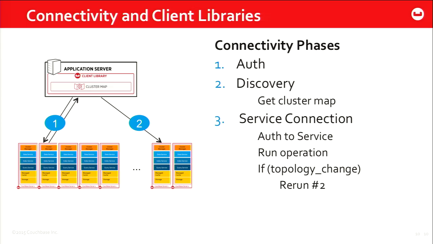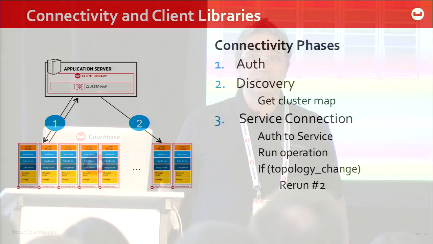But the third step is that you came in for a purpose. You're going to do some data access. So let's say you're going to the NoSQL node. You'll go to the NoSQL node, and you're going to work with it. But at that point, there may be changes to the topology. And if that change happens, the client is notified about that change. It will refresh its cluster map, come back in and do the discovery again, and will continue doing the operation.